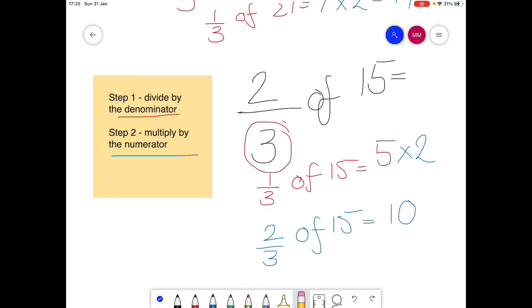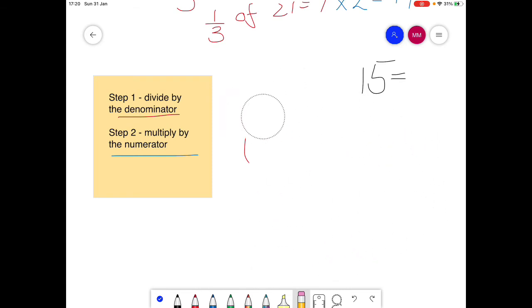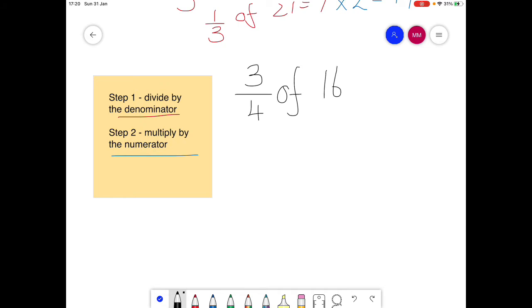Let's try another example, boys and girls, using the same strategy where we divide by our denominator and then multiply by our numerator. So let's try quarters this time. If I was asked to find 3/4 of 16. When we're quartering something, we're splitting it up into 4 equal groups.